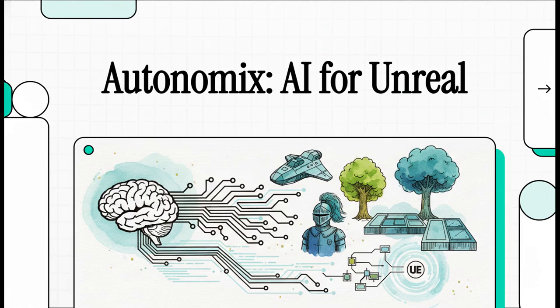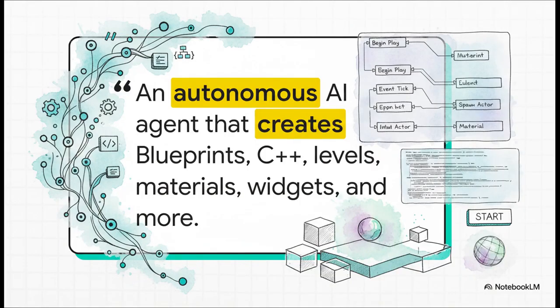Today, we're going to talk about something that feels like it's straight out of the future of game development. It's called Autonomix, and it's not just another AI assistant. No, this is an AI built to be your autonomous code developer, actually building and creating right there inside Unreal Engine. Just let that sink in for a second. We aren't talking about an AI that just suggests a line of code or points you to the right documentation. We're talking about an agent that you can literally ask to build entire systems from scratch directly inside your project.